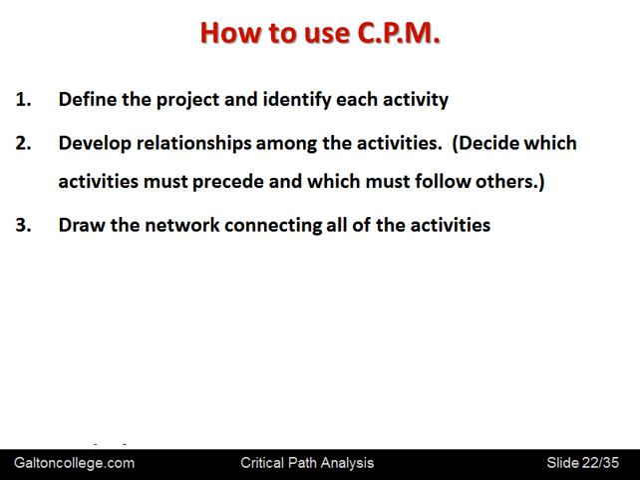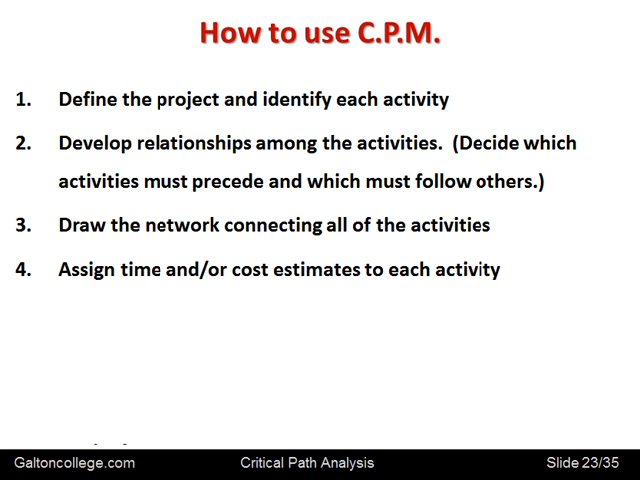Draw a network connecting all of the activities. Draw little arrows connecting them to show which ones depend on which. So there is a clear picture of which activities are important in terms of their location in the project itself. Where are they, at the start or the middle, at the end? What depends on them and what do they depend on? And assign time, or if you like, cost estimates to each activity. Usually it's done in terms of time. Time is the critical factor in this.